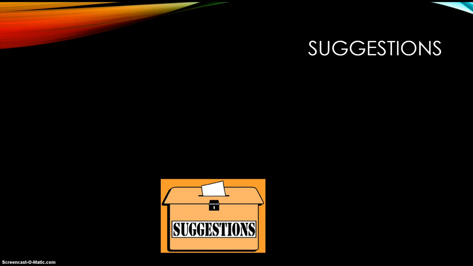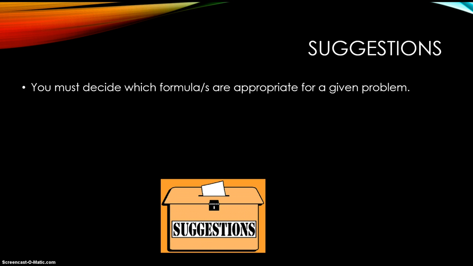So, let me give you some final suggestions before I turn you loose on your assignment. You must decide which formulas are appropriate for a given problem. On your assignment today, you are going to have to shift gears. You're going to read a problem and decide, okay, is it a combination? Is it a permutation? Is there replacement? Is there not replacement? Is this something weird like a circular permutation or an indistinguishable object? You have got to make those determinations. That's really important, and that's what makes this chapter so hard. Any one thing by itself is no big deal, but when you start putting them all together, that's where things get kind of tricky.